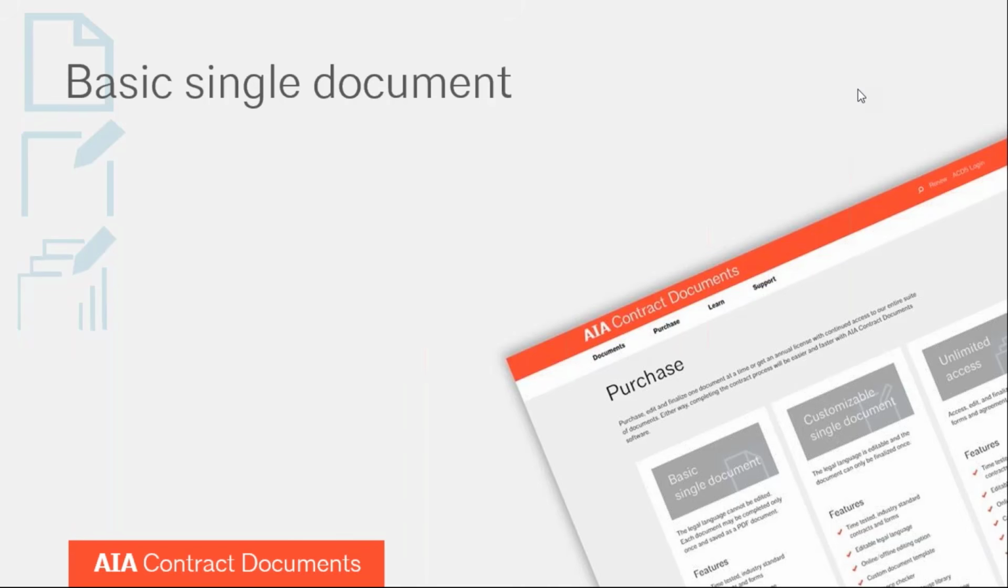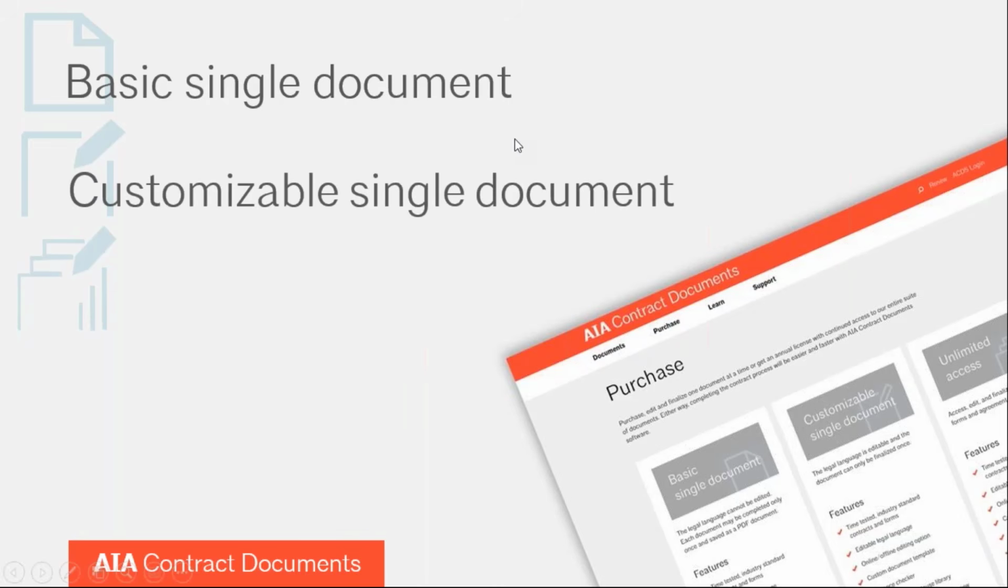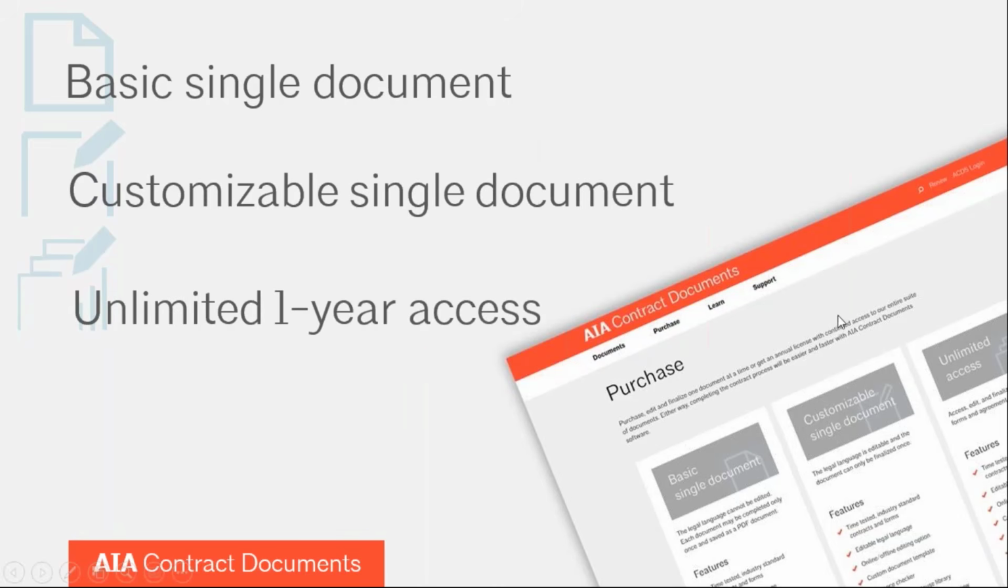If you want to make any edits to your legal language, then you have one of two options here. You can purchase a customizable single document or an unlimited 1-year access. The only difference being with the customizable single document, of course, you can only produce one final document that you have customized, whereas with the unlimited 1-year access, you can customize and create as many final documents as you would like.